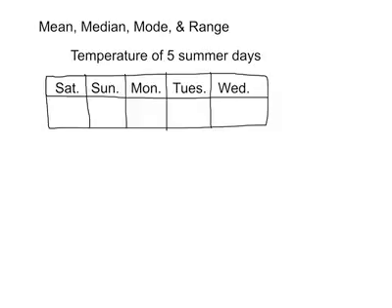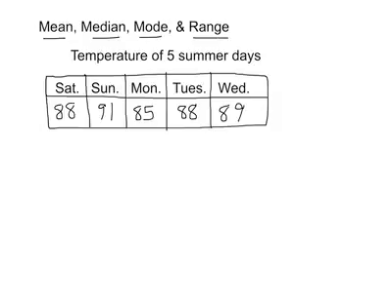Let's say that for 5 days in the summer, you were asked to record the temperature each day. On Saturday, the high temperature was 88. On Sunday, the high temperature was 91. Monday, the high temp was 85. Tuesday, high temperature 88. And finally on Wednesday, the high temperature was 89. And let's say that with this information and this set of data points, we would like to find the mean, the median, the mode, and the range.